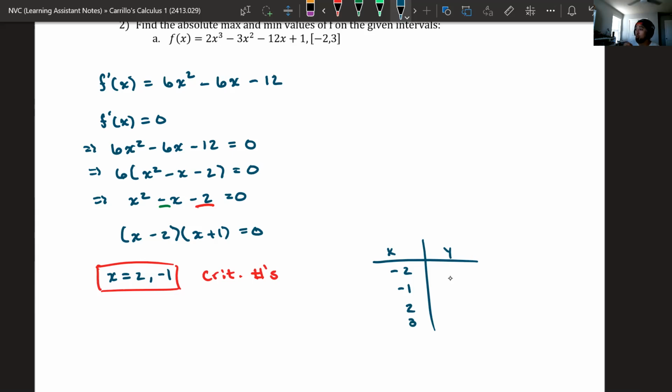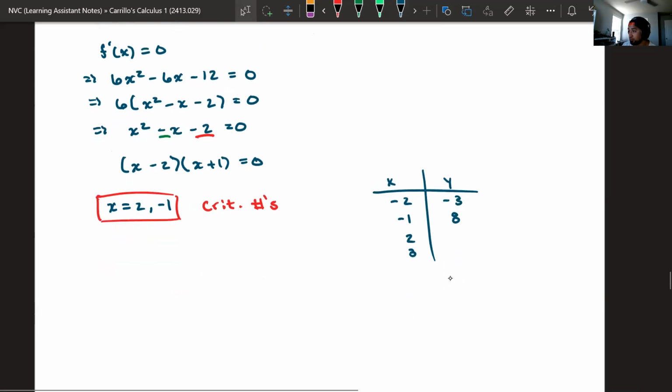X squared minus 12x plus 1. All right. At -2, we have a -3. At -1, we have 8. At 2, we have a -19. And then at 3, we have a -8.